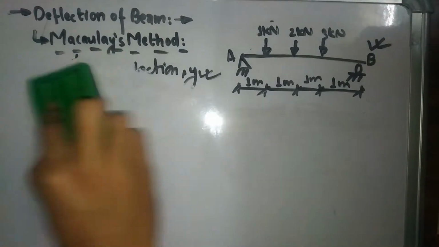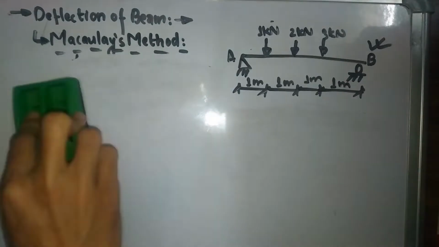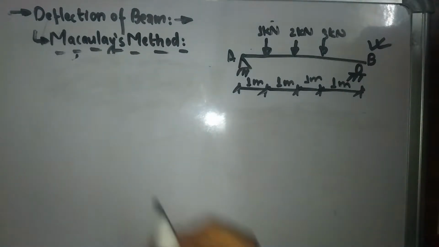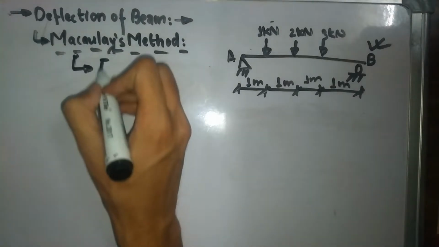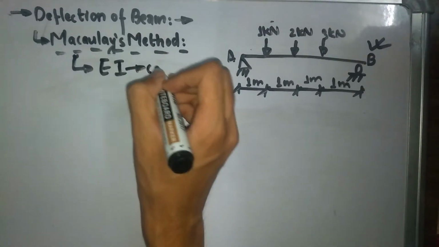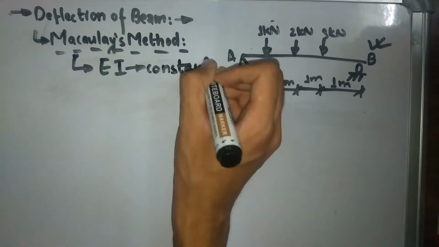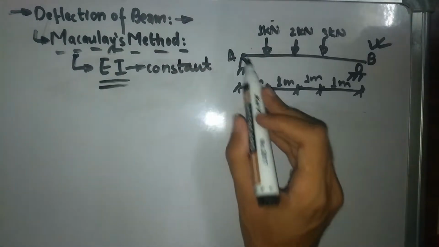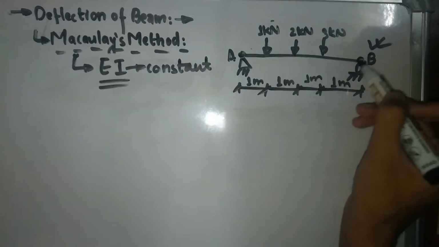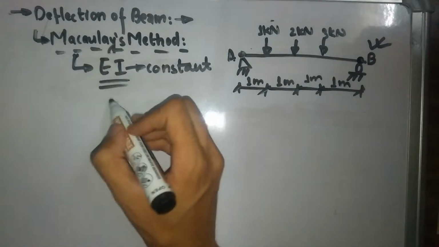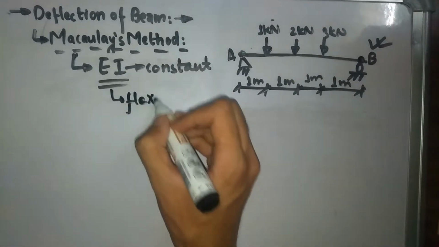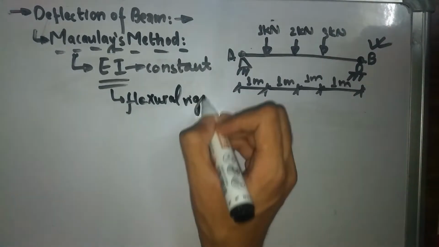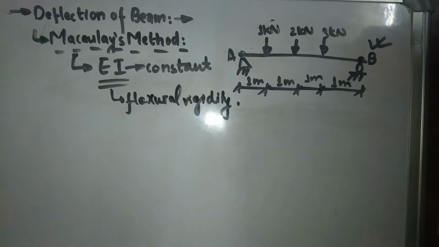For our Macaulay method, we need to understand a few things. We are going to take our flexural rigidity, which is known as EI. This is going to be constant. From my point A to point B, what I'm going to assume is that my EI, which is my flexural rigidity, is going to be constant. For any cases where my flexural rigidity is not constant, Macaulay method cannot be applied. We can use another method, which is conjugate beam method, about which we'll be uploading a video shortly.